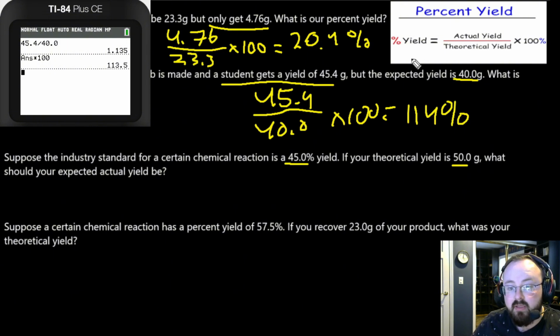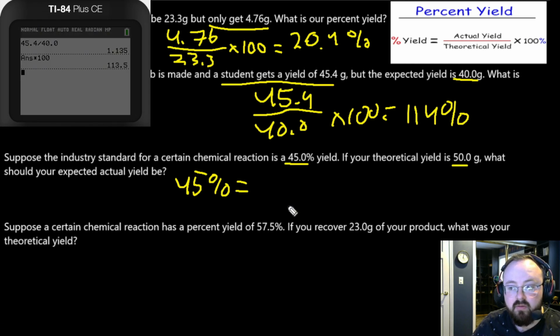So let's look at this equation here. We have our percent yield, which is 45%, is equal to the actual yield versus our theoretical yield. We are given the theoretical yield, which we said is 50.0 grams, and we're looking for our expected actual yield, which we don't know.